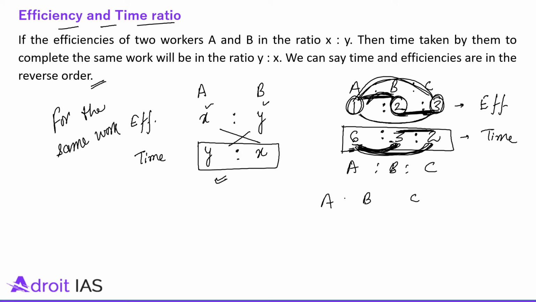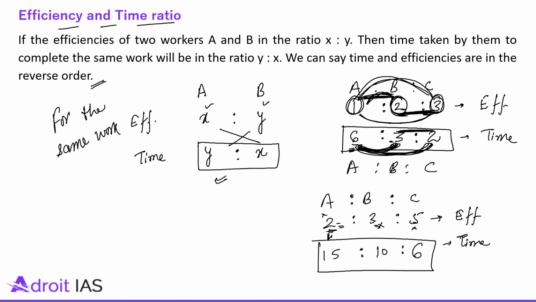A, B, C, we need to reverse. Let's say we have 2 is to 3 is to 5. This is the ratio of efficiency, and we need to find the ratio of time. So ignore 2 and multiply the other two: 3 into 5 is 15. Now ignore 3 and multiply the other two: 5 into 2, 10. Now ignore 5 and multiply the other two: 2 into 3, which is 6. So 15 is to 10 is to 6. This is the reverse of 2 is to 3 is to 5.